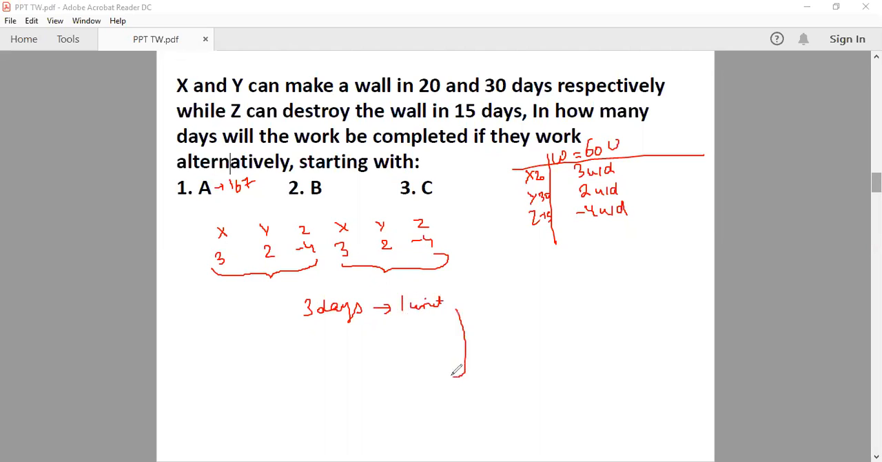Now what we generally do: total work to be accomplished is 60 units and we are done with 1 unit in 3 days. So generally we multiply by 60 and we get the answer as 180, which is wrong.